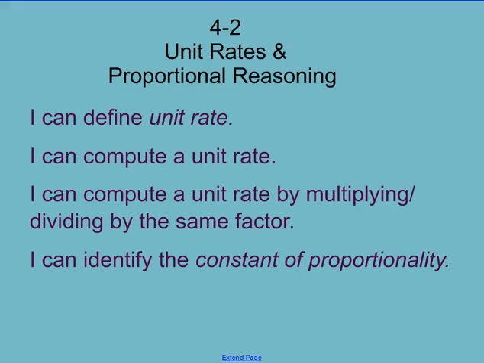Today we will be studying unit rates and proportional reasoning. This will be section 4.2 in your textbook. By the time we finish the lesson, we should be able to define what a unit rate is and also be able to compute a unit rate. We can do this by multiplying and dividing a unit rate by the same factor. In the end, you'll be able to identify the constant of proportionality, which is really just unit rate.